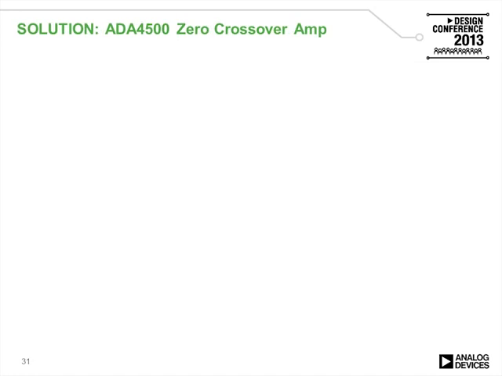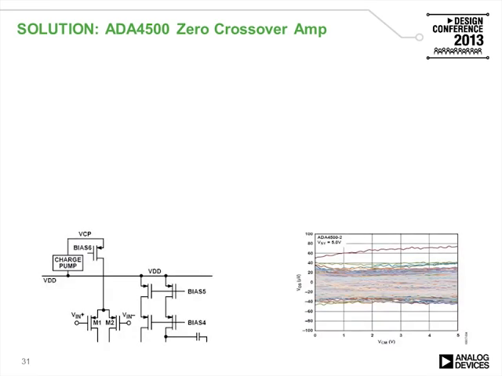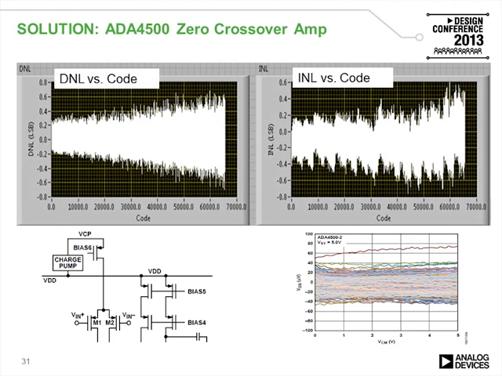This can be solved with zero crossover amplifiers such as the ADA4500. An internal charge pump biases the input stage so that it can reach the rails without having to have a second input stage that's going to create the crossover distortion. We can see that buffering the output of that digital to analog converter gives us the same INL and DNL as we had before.